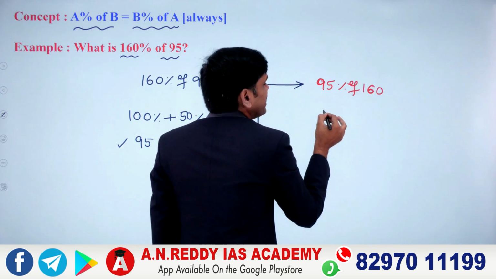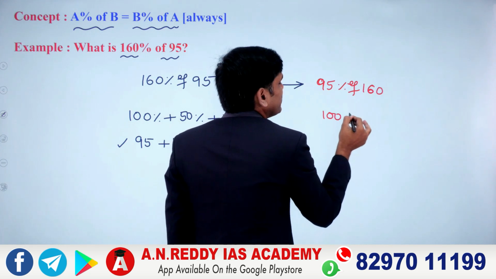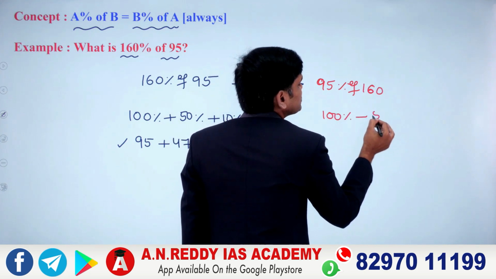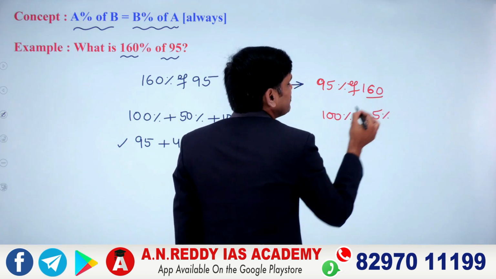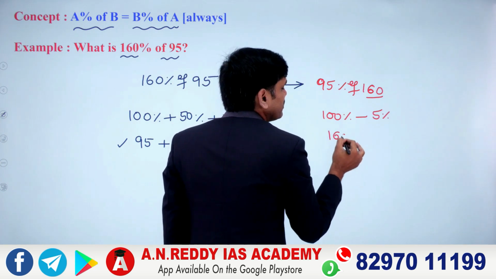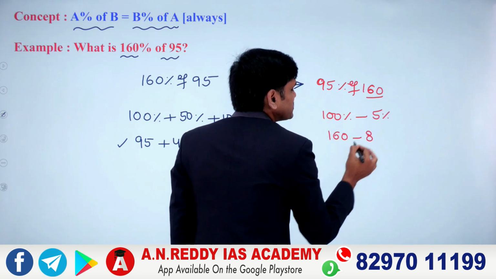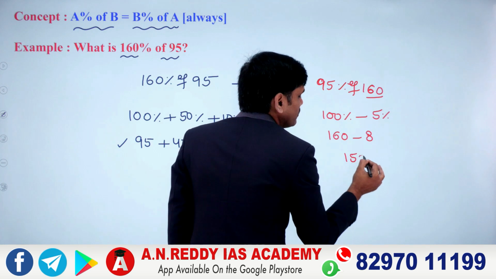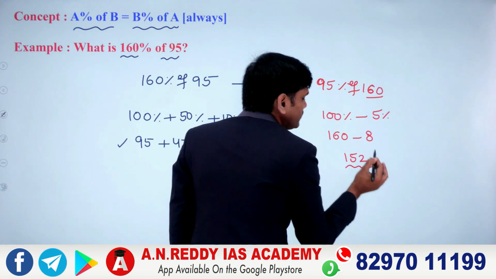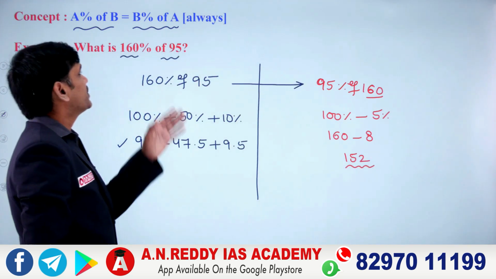Why, sir? 95% is nothing but from 100% of the number remove 5%. 100% of this number is 160 only. 5% of that number is 8. That's why it will be how much? 152. Sir, when should I use this technique, sir?